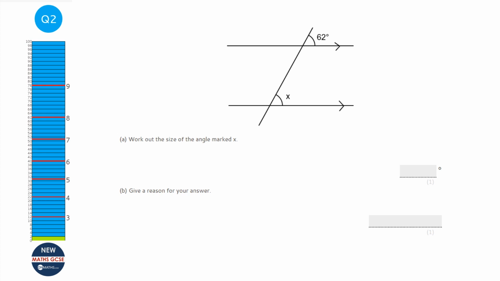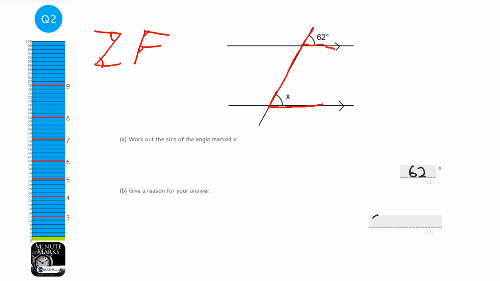Well, what letter does that make? So if I draw out from the parallel lines, I always say it's the armpits of the letter. So if it's a Z, it's the armpits of the Z. And if it's an F, it's the armpits of the F. Well, this is like an upside down backwards F. So we know that upside down backwards F, any F angles are going to be the same. So I know that's 62 degrees. Now we've got to give a reason. So the reason is corresponding.